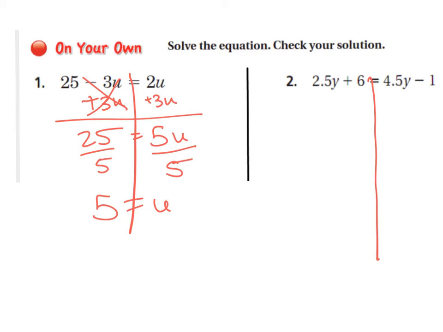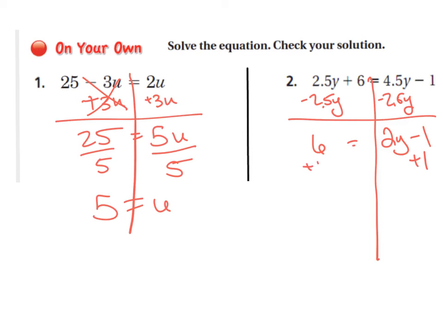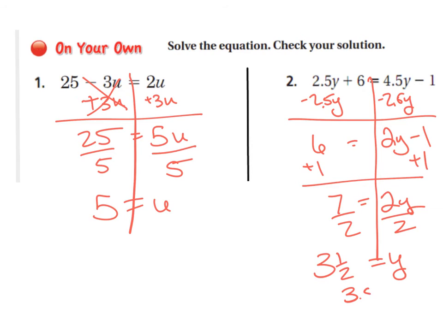Decimals. Still do the same thing. Nothing different with decimals. I'm going to subtract the 2.5. Why? Because that's going to give me a positive. So I get 6 equals 4.5 minus 2.5 just leaves me with 2y. Again, kind of nice. The decimals disappeared. Add 1 to both sides. I get 7 equals 2y. Divide by 2. Now I get decimals or fractions back. 3.5, 3 5/10. I don't care which way you do it. Still the same.